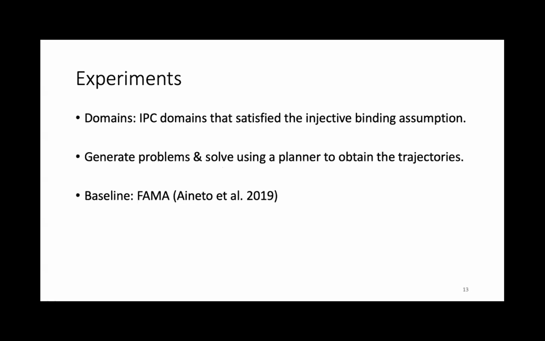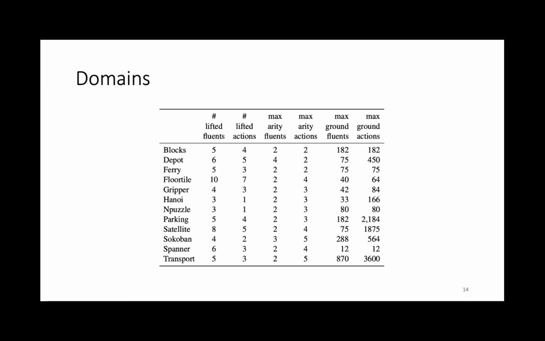Next we have the experiments on the IPC domains that satisfy the injective binding assumption that I mentioned above. For each domain, we generate problems and solve them using a planner to obtain the trajectories, and we use those trajectories to learn the action model. The baseline that we compare to is Pharma by Aineto et al. Here are the domains that we use in our experiment.